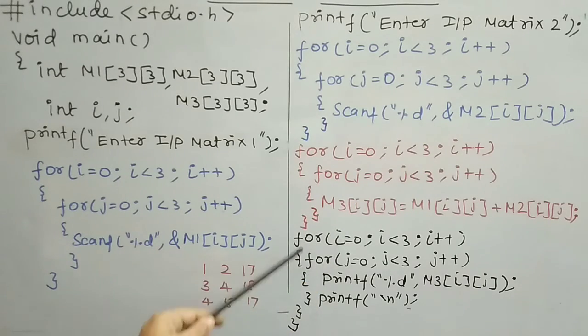Using this nested for loop, the elements in the output matrix M3 are getting printed. And using these for loops, I can implement this matrix addition.